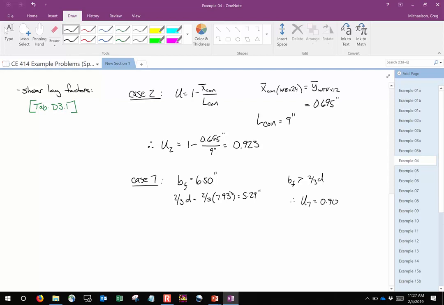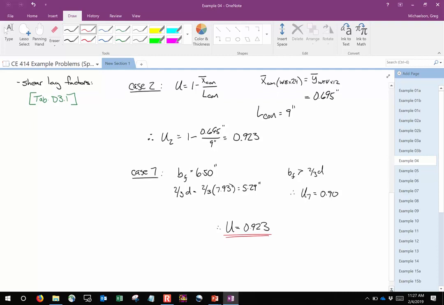Now, which one do we use? U2, right? Read that note on case 7, and what does it say? If U is calculated per case 2, the larger value is permitted to be used. And again, that's just because it fits the test data more closely. All right? So therefore, U is 0.923.